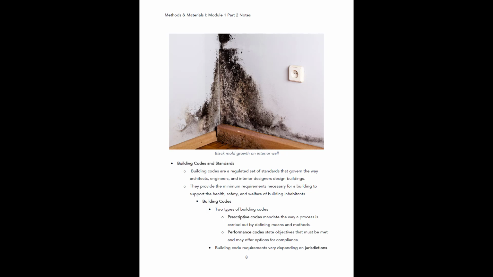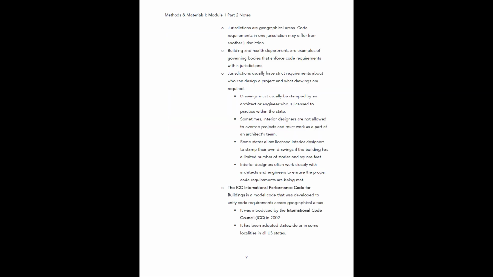Building code requirements are going to vary depending on jurisdictions. A jurisdiction just refers to a geographical area. So code requirements from one jurisdiction might differ from another. Code requirements in New York City are going to be different than those in Los Angeles, for example, because of climate and all kinds of different requirements based on just the area. Building and health departments are examples of governing bodies that enforce code requirements within jurisdictions.